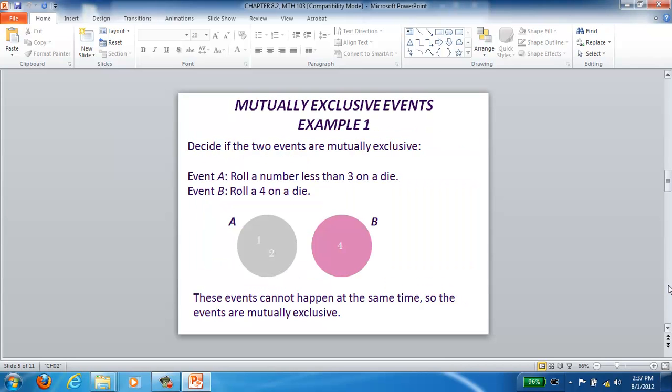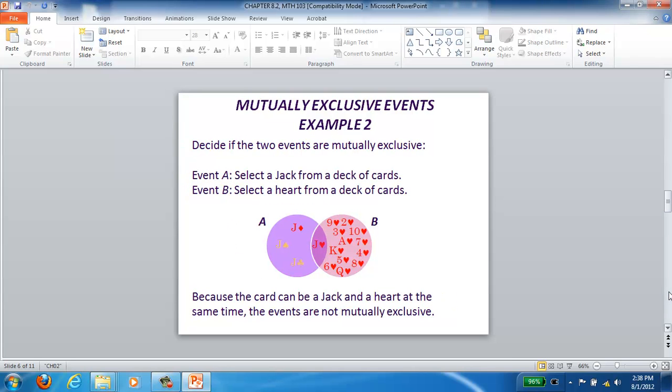So let's go see an example. Decide if the two events are mutually exclusive. Roll a number less than 3 on a die. Less than 3 means 2 and 1. Roll a 4 on a die. So in this case the two events are mutually exclusive. They cannot happen at the same time. You cannot have 1 or 2 and at the same time have a 4. So the events are going to be mutually exclusive.